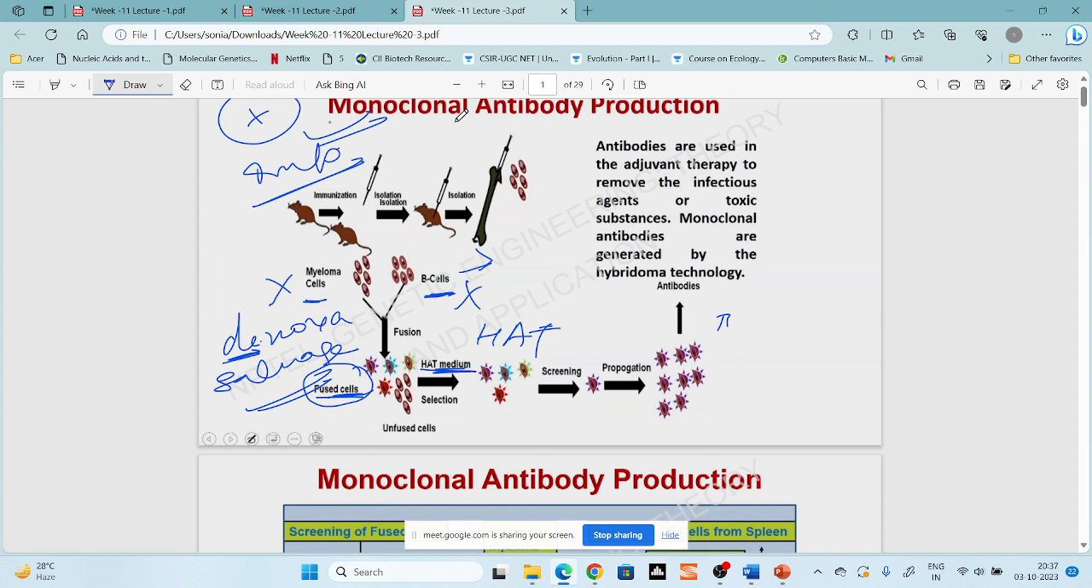This is completely my notion, my thought. As of now, I'm not saying that this is the only thing happening, but this is what I can think is happening in the case of monoclonal antibody production.